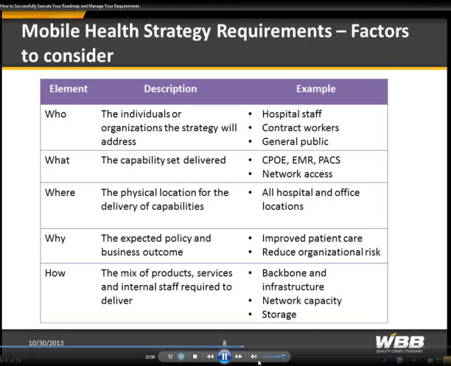Examples are, of course, your hospital staff, and you have to start thinking about using contract workers that are out there, and of course, the wider audience, the general public. What requirements, what capability sets are you trying to develop?